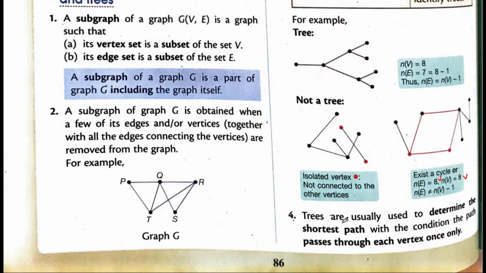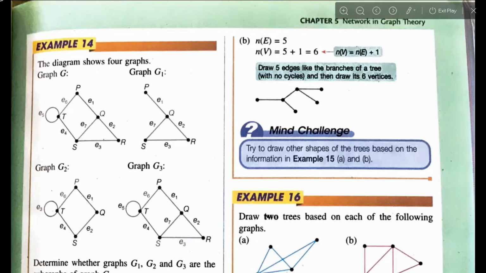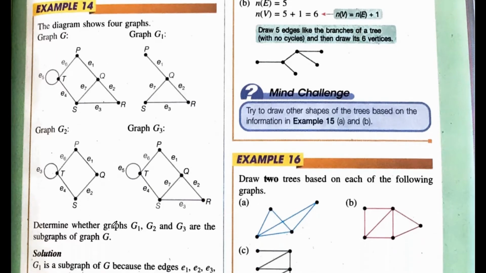Trees are usually used to determine the shortest path with the condition that the path passes through each vertex once only. Let's look at the example. The diagram shows 4 graphs. So we have graph G, graph G1, graph G2, and graph G3. Determine whether graph G1, G2, and G3 are subgraphs of graph G. Okay, determine whether they are subgraphs of graph G.